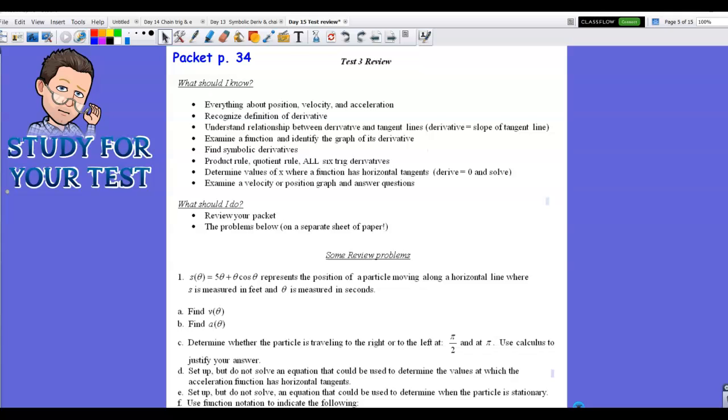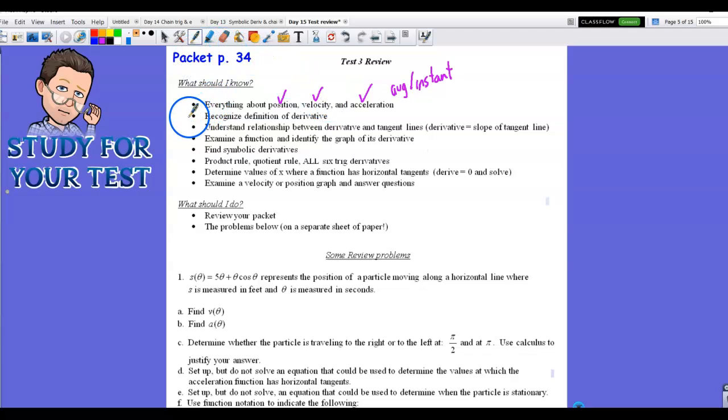So we're going to look at the test review for test 3. As you can see in these bulleted items, the things that you need to know for this test is the relationship between position, velocity, and acceleration. And you have a number of pages in your packet that have all those notes. You have several examples. And so make sure you understand things like the difference between average and instant, one being algebra and one being calculus, those concepts.